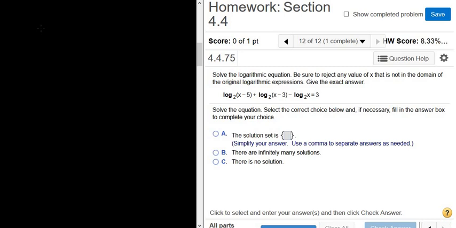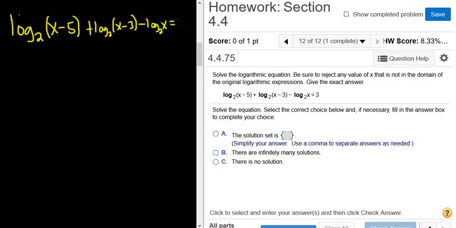In this problem, we have three logarithms, and we have to solve for x. So we have log base 2 of x minus 5 plus log base 2 of x minus 3 minus log base 2 of x, and that's equal to 3. Whenever you have two or more logs, in this case 3, you want to combine all of these logs into one so you can exponentiate.